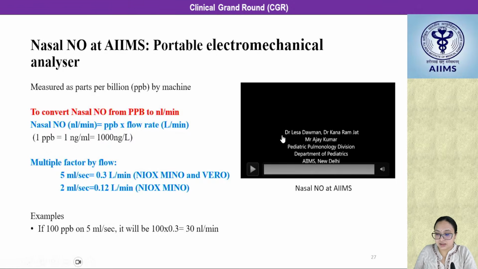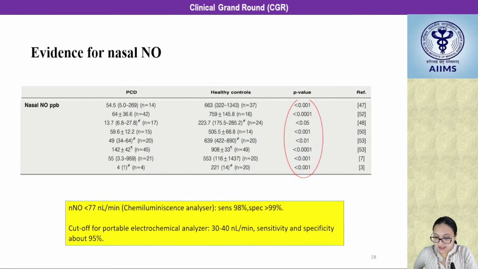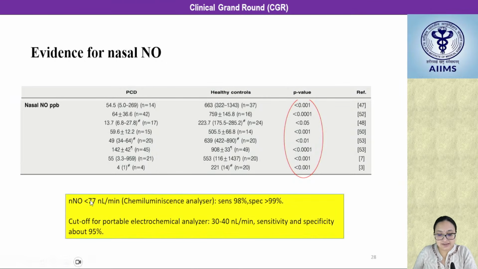So for example, if the screen displays a value of 100 parts per billion, on the 5 mL per second reading, it would be 100 into 0.3, that would give us a value of 30 nanoliters per minute. As per various studies, we can see that the nasal NO concentration of less than 77 nanoliters per minute by the chemiluminescence analyzer is 98% sensitive and more than 99% specific for the diagnosis of PCD, and the cutoff for the portable electrochemical analyzer that we use here is between 30 to 40 nanoliters per minute. A value less than that would be suggestive of PCD, and it carries a sensitivity and specificity of about 95%.